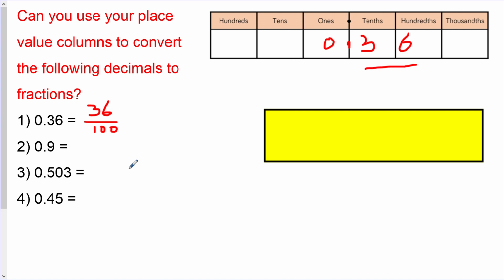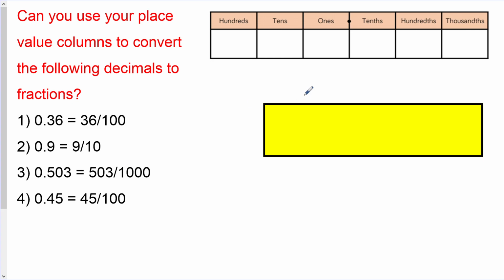Right, you should have given yourself enough time to answer those 3 questions now, so let's have a look at the answers. So we should have seen that 0.36 is 36 hundredths. We should have seen that 0.9 is 9 tenths. And we should have seen that 0.503 is 503 thousandths. And that 0.45 is equal to 45 hundredths. Okay?